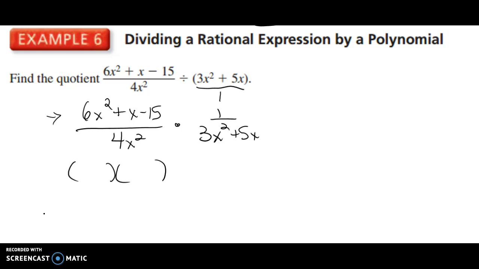Factors of 6x squared. I like guess and check. I'm going to guess 3x and 2x. Factors of 15 are 5 and 3 or 15 and 1. You got to play around with the numbers. After playing around with the numbers, I got 3x plus 5, 2x minus 3. You might want to FOIL in your head to double check that that's correct. The first denominator does not factor. The next numerator stays the same, and the next denominator can take a GCF out of x.